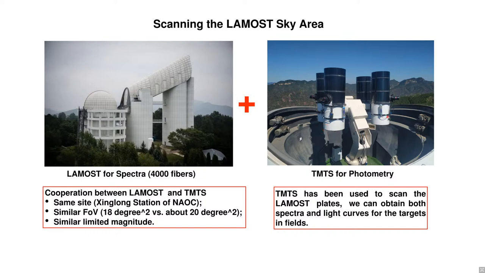So we changed our observation strategy to monitor the LAMOST sky area, because the LAMOST sky area has a field of view of 20 square degrees. It is comparable to our field of view, for example, 18 square degrees. And also we have similar limiting magnitudes. So since 2020, TMTS has been used to scan the LAMOST plates. In that case, we can obtain both spectra and light curves for the targets in the common fields.